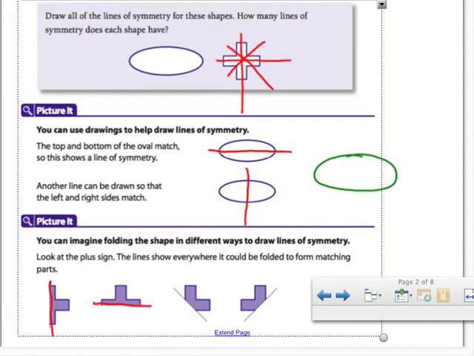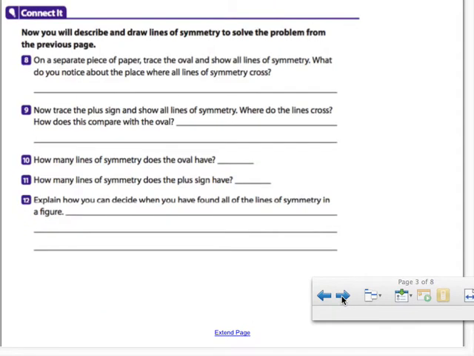I'll give you a hint. They both touch the same place. No, it's not the sides. They touch different parts of the sides. But they touch the same place in the middle. Or in other words, the center. That's the key. All lines of symmetry will cross through the center.